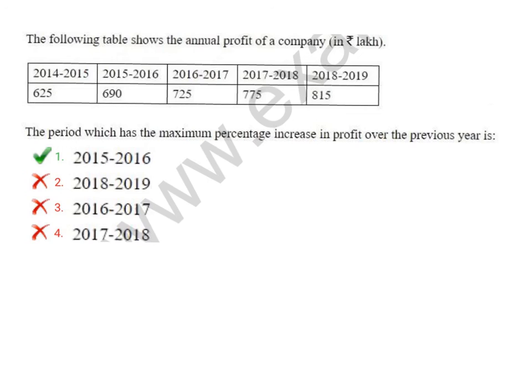Next, the period which has the maximum percentage increase in the profit over the previous year. So it's like comparing fractions only. See how much it is increased. I can see it is a 65 increase over 625. It's more than 10% because 10% of 625 is 62.5. So here not even 10%, not even 10%, not even 10%. So therefore 2015 to 2016 it is increasing the maximum percentage over the previous year.